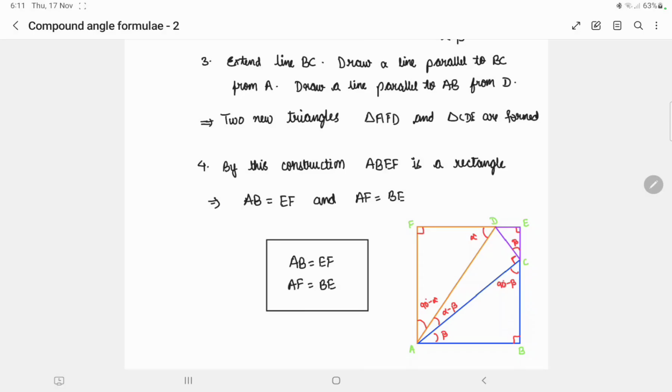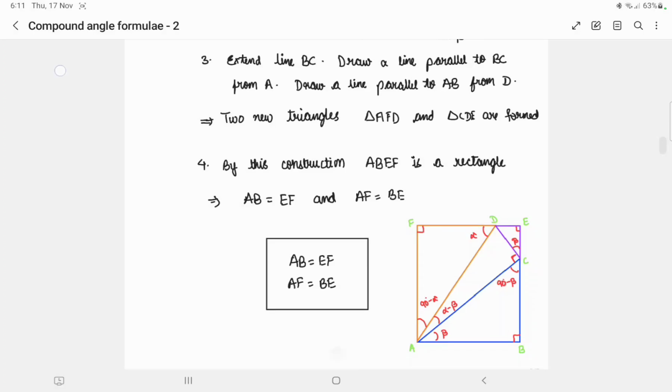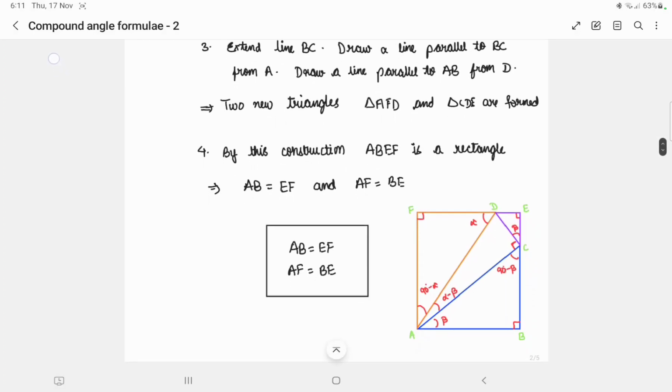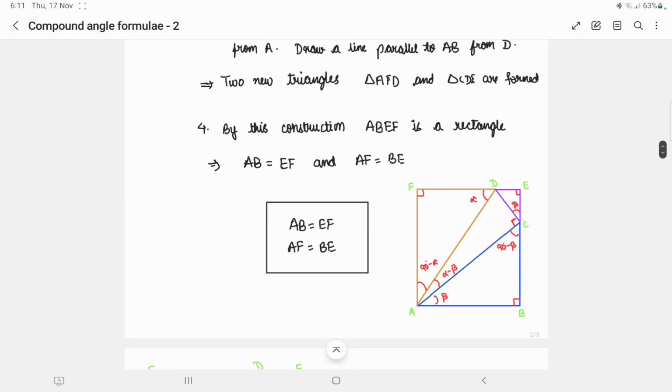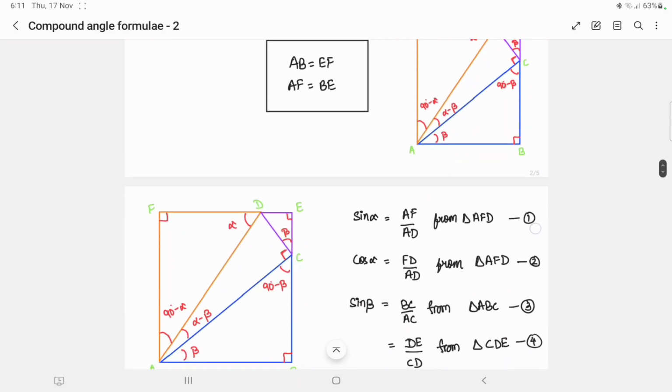Again, just a small reminder that we are proving this only for acute angles in this video. Maybe if I get time, I'll go to obtuse angles. The identity remains the same. Only thing is that currently we are proving it for acute angles. In future we'll see how to do it for obtuse angles. Now look at this.